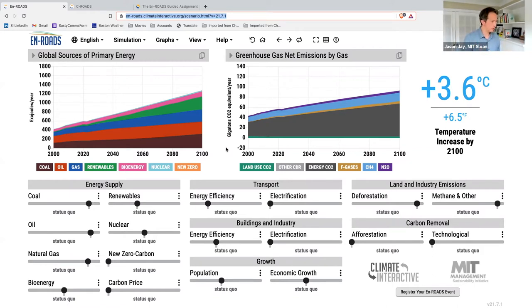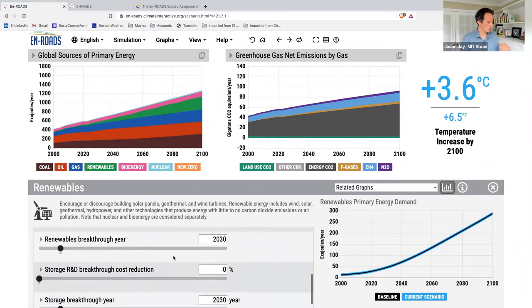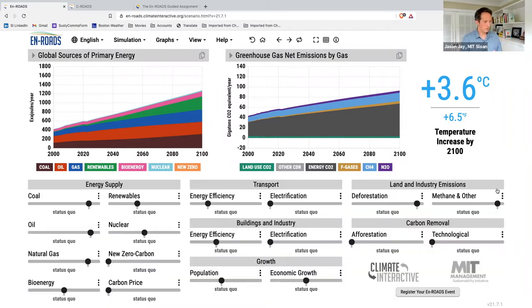Let's see what happens if we increase renewable energy. I can do that by pulling this slider under these three dots. There are detailed settings for all of these things. If I'm pulling this slider, what I'm doing is adding a subsidy for renewable energy, and I can crank that up. There are also other forms of encouragement of renewable energy, like storage costs and so on. But let's encourage renewable energy and see what happens.